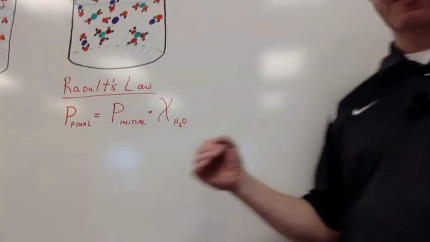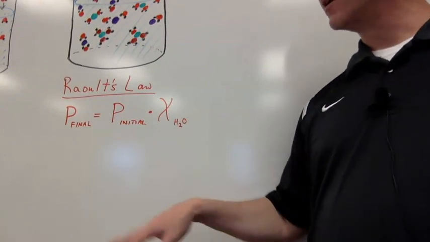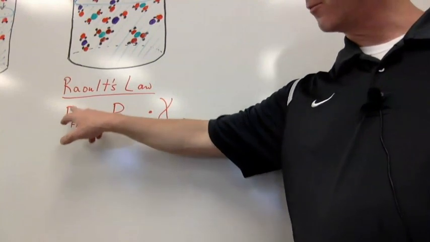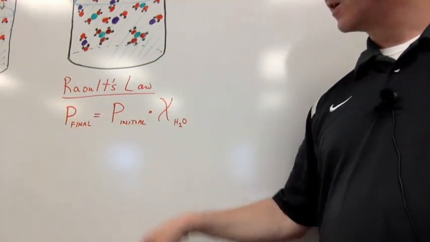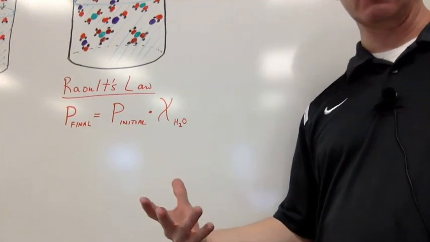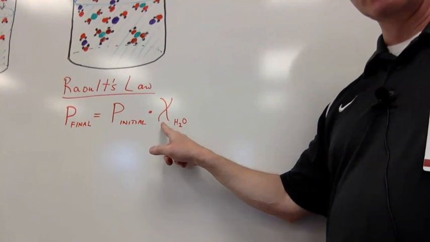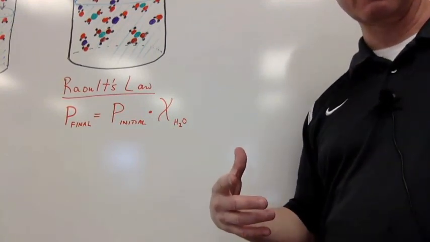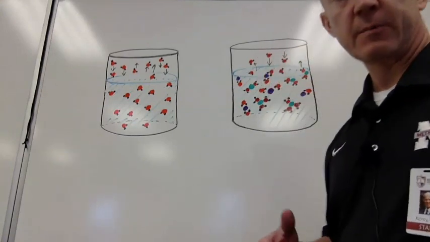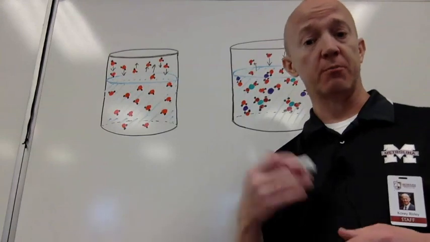Now we can actually figure out mathematically what the new vapor pressure is going to be. If we want to figure out the final vapor pressure, P final, we would take the initial vapor pressure, or the one without any kind of solute, and we would multiply it by the mole fraction of water in this case. This is called Raoult's law. Now I'm going to use these diagrams to explain what happens when we add a solute and it changes the boiling point.